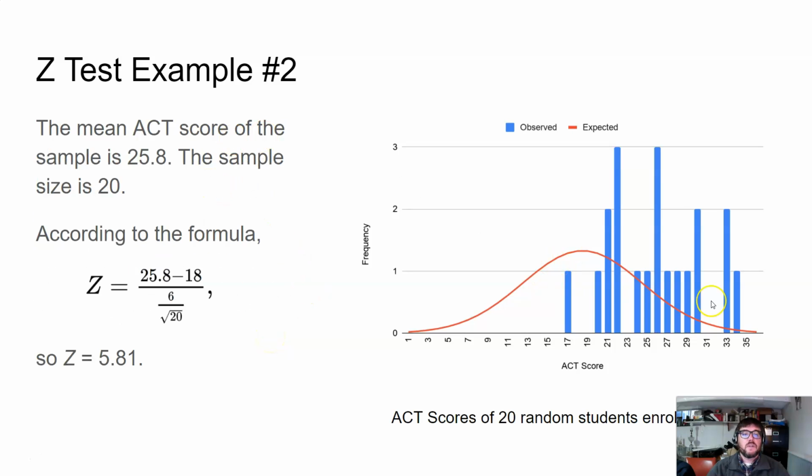So the mean ACT score of this group is 25.8. Sample size, again, is 20. So plug those numbers in, and you get 5.81. So this group is almost 6 standard deviations above the average. No, standard errors, excuse me, not standard deviations, standard errors. 6 times larger than we would expect from a sample of 20 students drawn from this typical population.